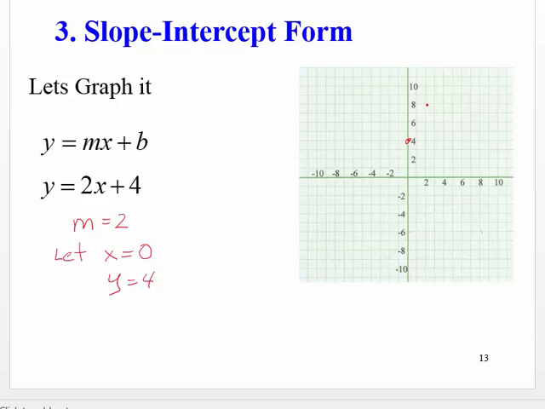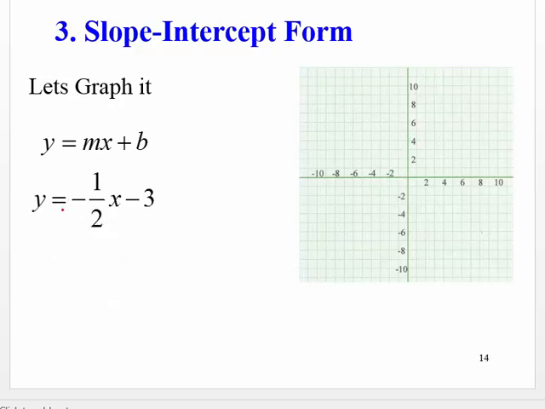We go over 1, up 2. We go over 1, up 2. We go back 1. That means we'd have to go down 2. Then back 1 and down 2. Okay. Then back 1 and down 2, which is the same as going over 1, up 2. There's our line.